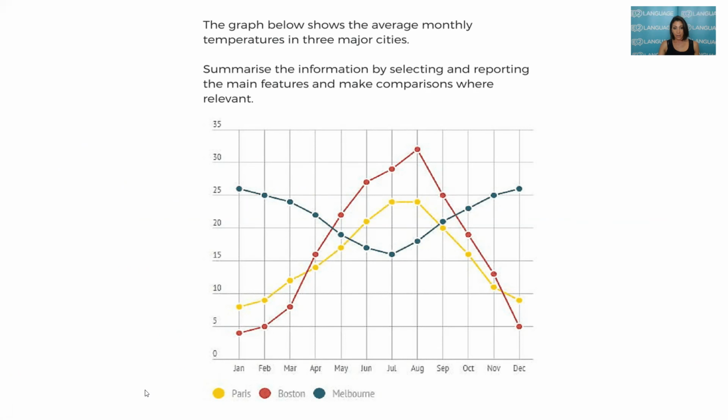So you might want to start off first with Paris. What happened? Where did Paris start at? What did it increase to? What happened here between July and August? And then what did it decrease to? Then you might want to look at Boston. Where did it start? Then you want to go to the highest point. When did it peak? And then the lowest point. Melbourne, the highest point of where it started, the lowest point, the highest point of where it ended. So you're always looking at the start, the middle, at the end, the high and the low.